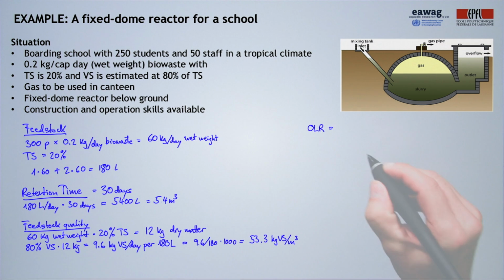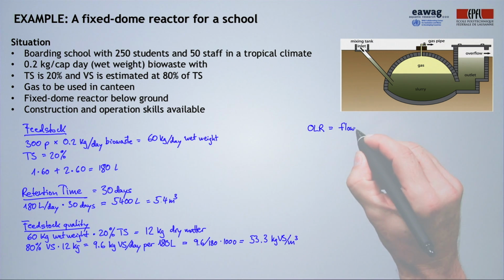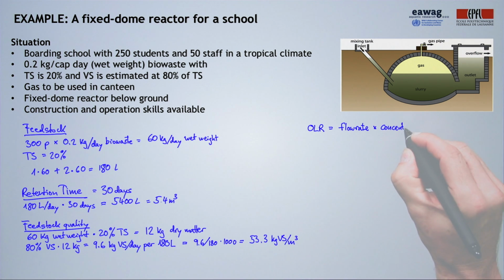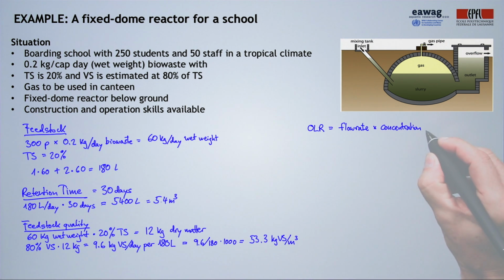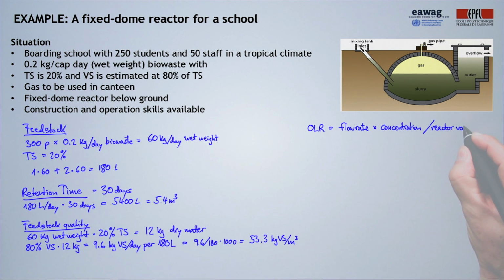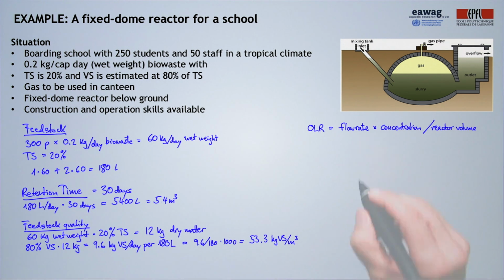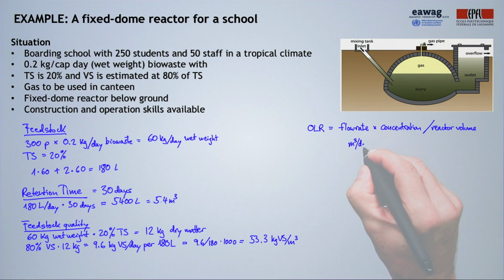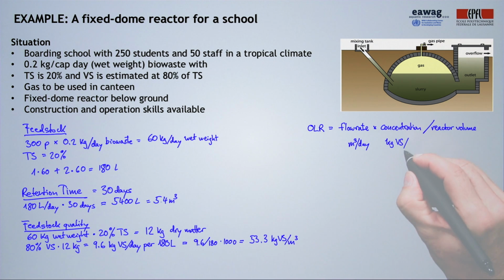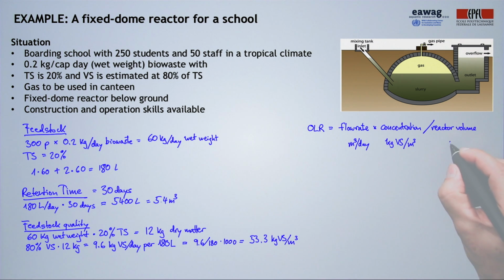The organic loading rate is the flow rate times the concentration divided by the reactor volume. The units are for flow rate, cubic meters per day, for concentration, kilograms of volatile solids per cubic meter, and for the reactor volume, cubic meters.